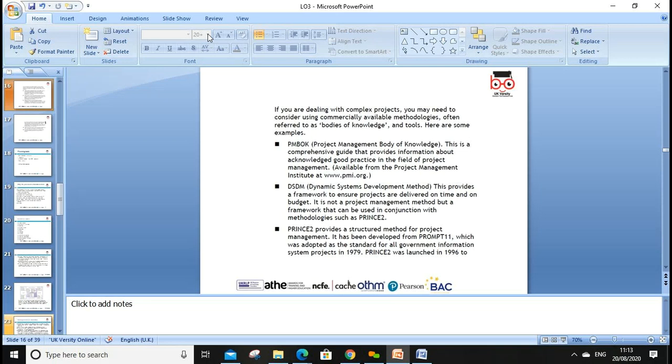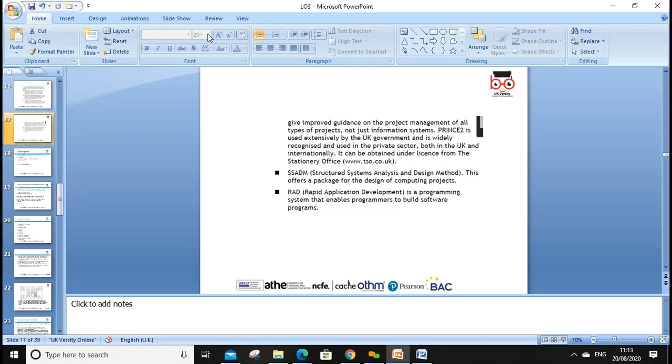Dynamic, yes, the provider of the framework to ensure the project is delivered on time, on budget. It's not a project management method, but it's a framework that used to be Prince2. Prince2 provides the structured methods for project management. It developed from T11, which was adopted as the standard for government information systems in 1979, and has been further updated.